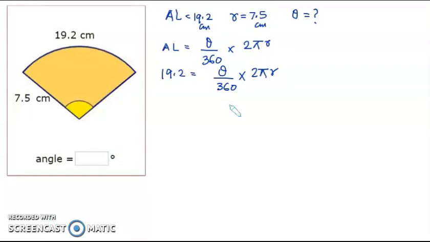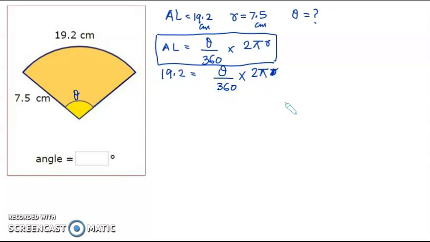This is the third question, and in this question we are given the arc length 19.2 centimeter, radius r equal to 7.5 centimeter, and we are required to find this angle. So they can give any two things, and the third thing you have to find. This is easy. Arc length is 19.2, radius is 7.5, and theta you have to find. So the formula for arc length you already know is this. Now plug in all the corresponding values.